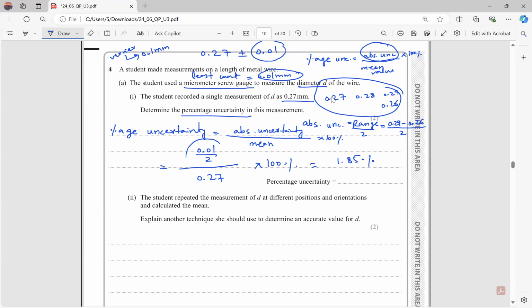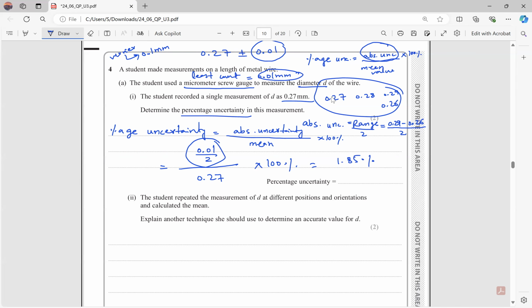So remember, whenever you do any past paper question, relate it to similar questions from other papers. Over here, this is a question specific to micrometer, but it could appear for so many other analog devices. It could appear for a meter rule, and other vernier calipers. So if it were for a meter rule, the smallest reading a meter rule can measure is 1 centimeter. So you would divide that by 2, and then divide by the mean value and times 100%. Okay, so this is how you solve it, right?